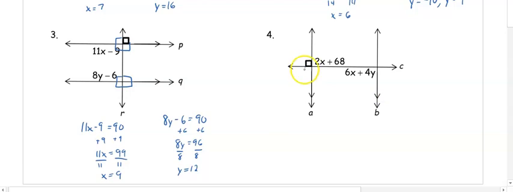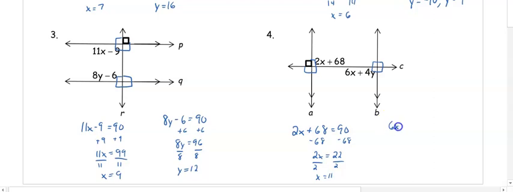We also see one right angle, so now we know we have right angles everywhere. So first we can solve for x. 2x plus 68 is equal to 90. We can subtract 68 from both sides. We get 2x equals 22. When we divide by 2, x is 11.